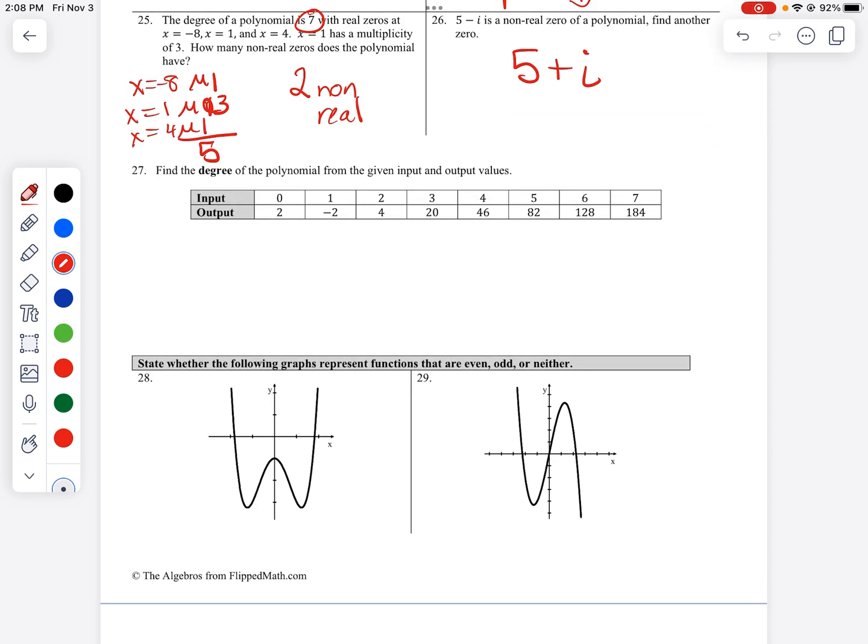Find the degree of the polynomial. Okay, well, let's see our differences. Down 4, up 6, up 16, up 26, that's 36, 46, and that's 56. Well, I look, the difference between all of these is 10, so it's degree 2.